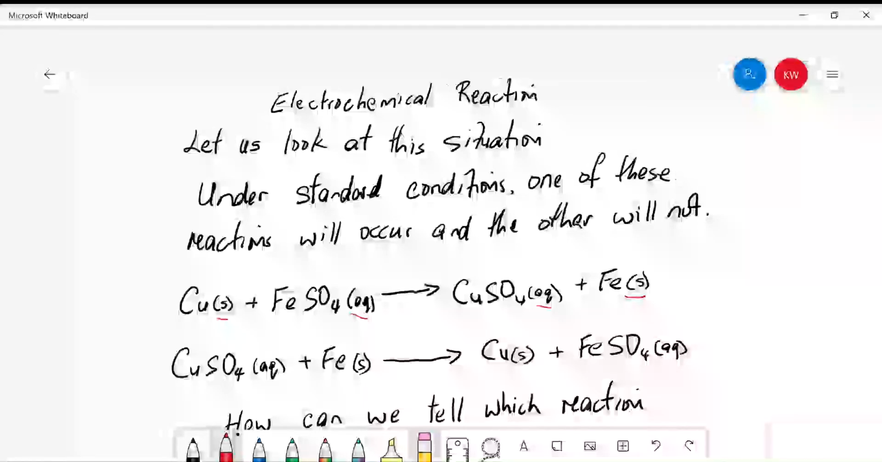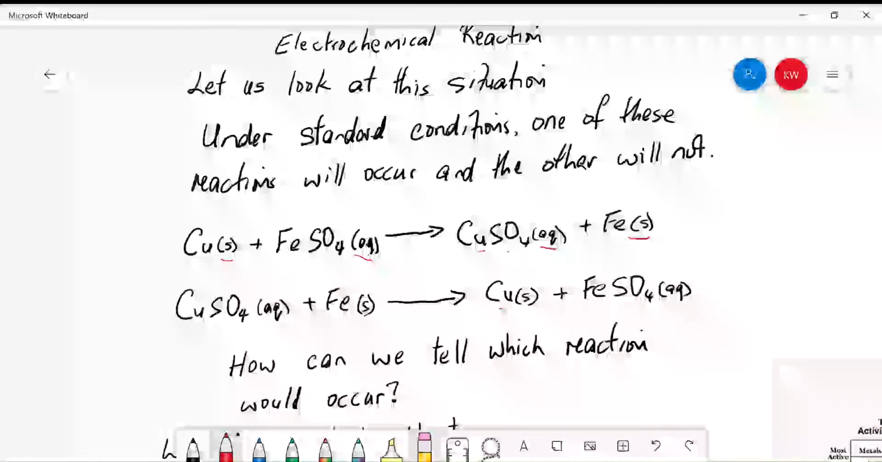If you step back and look at the reactions, you could see we have some form of displacement where the copper is displacing the iron and we end up with copper sulfate, and the iron is displaced. Here we have the copper being displaced by the iron, the iron displaces the copper, and we have iron sulfate and copper being given off. So under standard condition, only one of these reactions will occur. So today we're going to try to find out which one will occur.